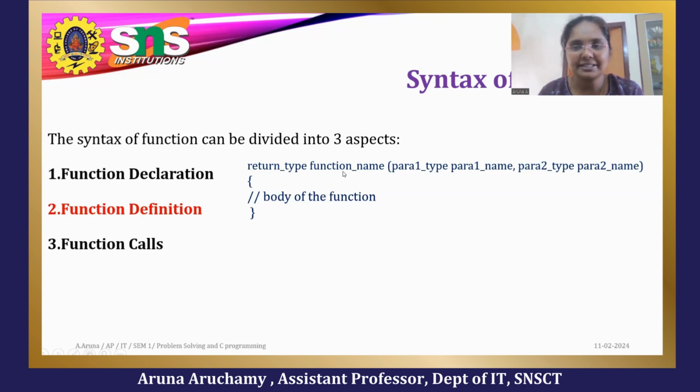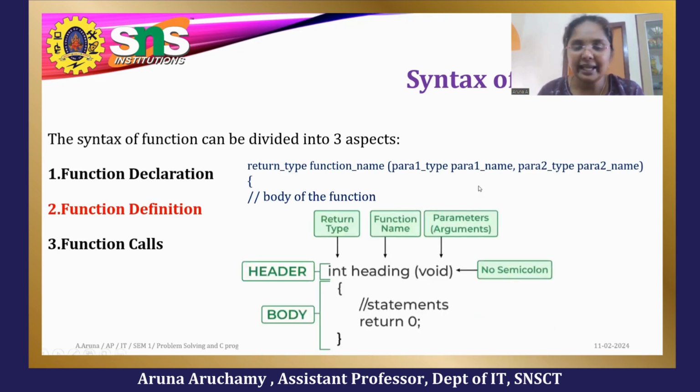A function definition must have a return type, a function name, an operation, and a parameter. The next thing is an example of a function definition. For example, here int heading. Here the parameter argument is void. Void means it does not return any value. Inside the curly braces, there is no semicolon, because a function definition does not terminate the line itself. If it is terminated, then inside the function it cannot execute anything. So we should not put a semicolon.